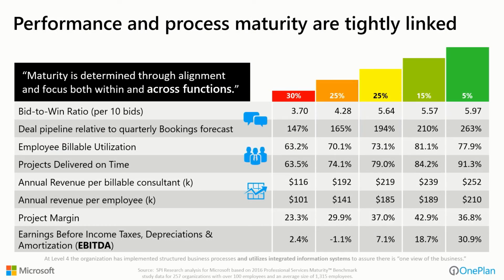And performance and process maturity are tightly linked. The farther we go up the maturity chain, as you go into each of those columns on the right and you get into those numbers, we get a higher bid to win ratio, right? We have better employee billable utilization. We end up having more projects delivered on time, and our project profit margins and our earnings go up substantially as we go up through this. So there's a real business benefit to getting better at this.